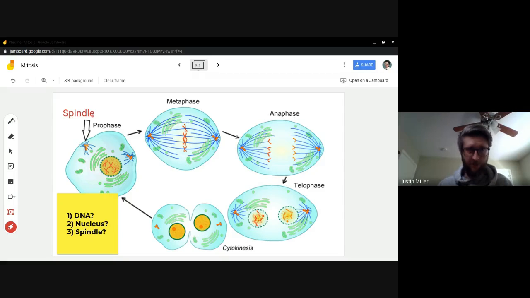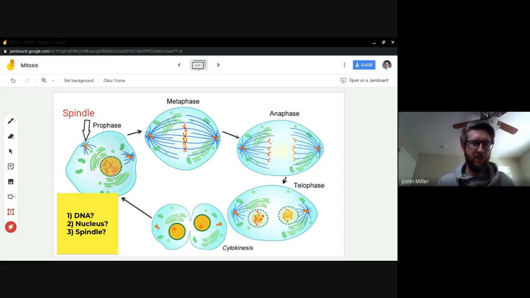So let's look for these three in each one. All right, so there's the DNA in prophase. In prophase, the DNA appears, the nucleus actually starts to disappear, and the spindle appears. So the nucleus, things show up and then things disappear. The DNA shows up. You normally can't see the DNA because it's too thin, but it will condense and tighten up and coil up. And then it becomes visible once it does that because it's thicker, you can actually see it. But while that's happening, the nucleus is actually disappearing.